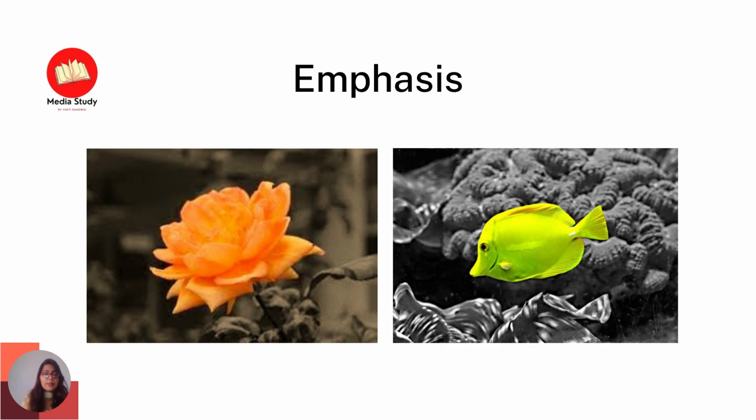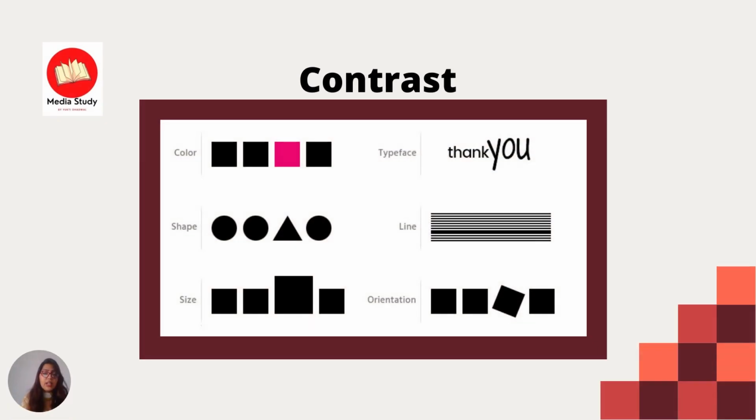The very next principle of design is the principle of contrast. Contrast in design is an accentuation of differences between the elements. In this image that I have shared on the screen, we have color, shape, size, line, typeface, and orientation. These are the different ways in which we can set contrast among the elements in our composition.